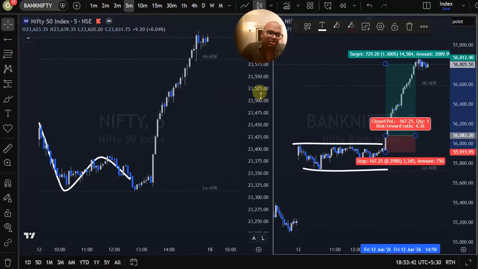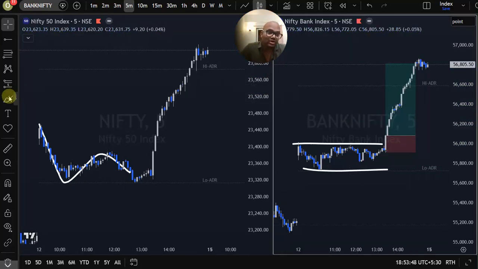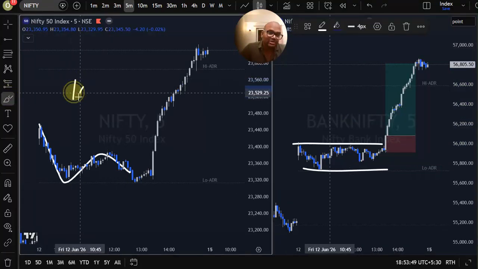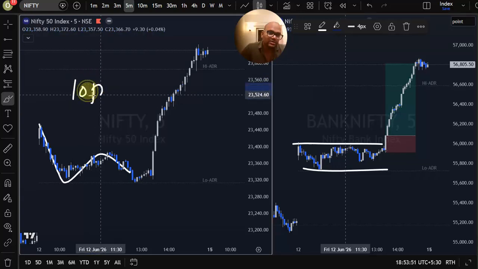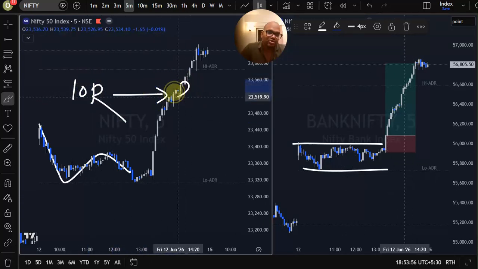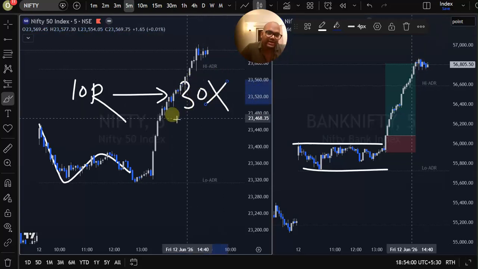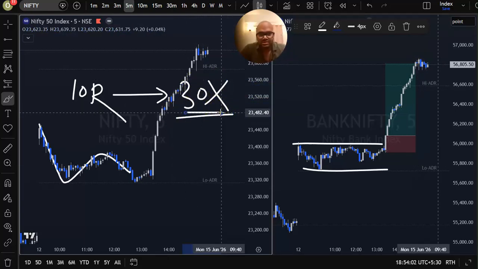Where do you get these kind of guys? Where do you get this kind of strategy? 30R in a week, right? So let's say if you have invested 10,000 rupees, it will give you 30R return, 30x return. So I would say this is a pretty damn good method or strategy.